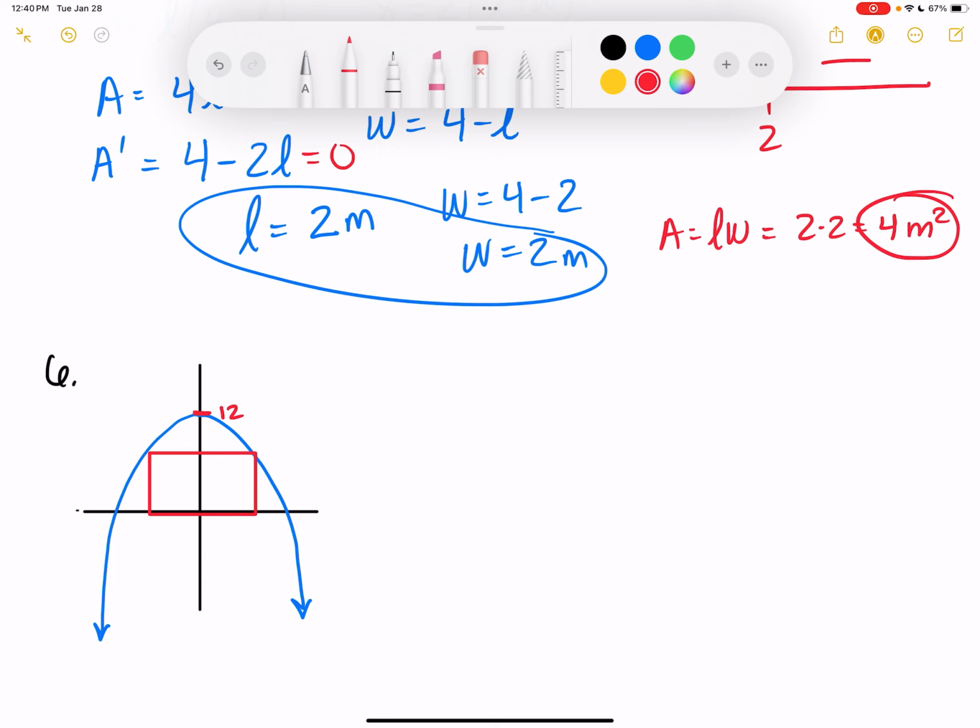So I would say let's call this x and this x over here. So in total we've got 2x. Then this point here is at x and 12 minus x squared.